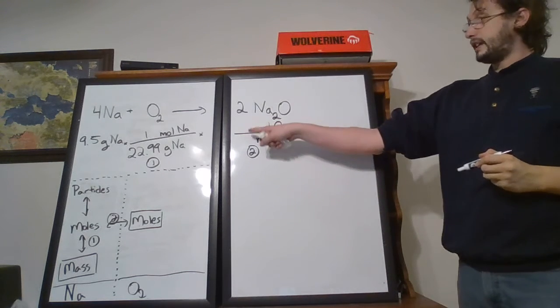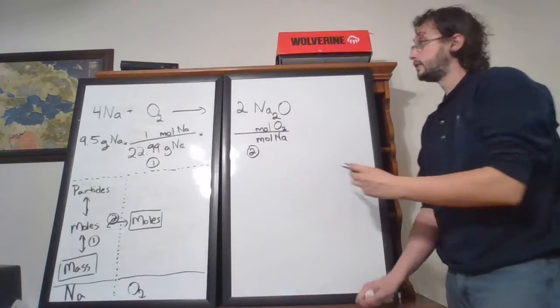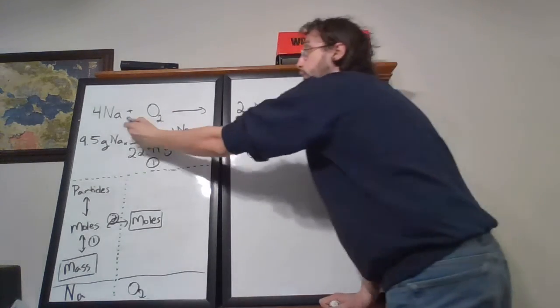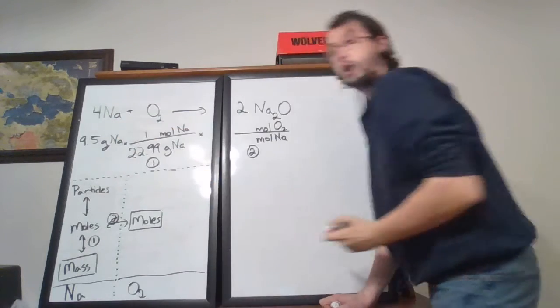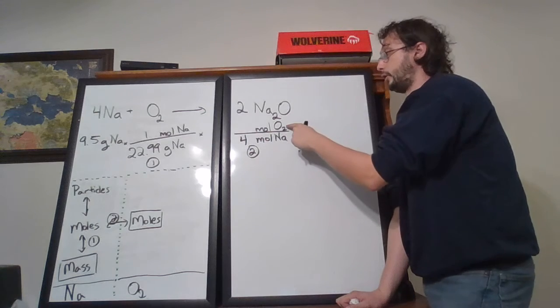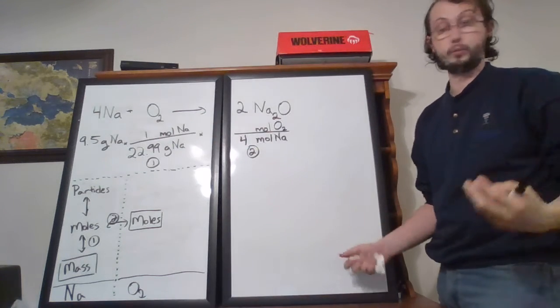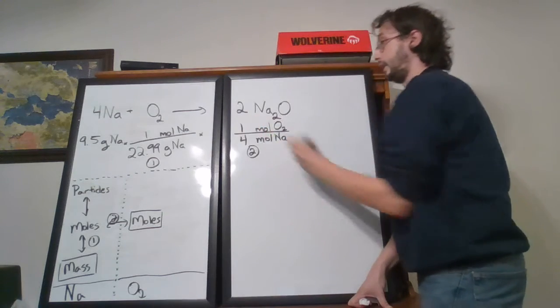To figure out the numbers that go in these blanks, we have to look at our balanced chemical equation and plug in the coefficients. So we look for sodium in our balanced chemical equation. Here's sodium by itself. It has a coefficient of 4. So we'll put a 4 with moles of sodium. For moles of O2, we look over here. There's no coefficient. That means it's a coefficient of 1. And so we'll put a 1 up here.